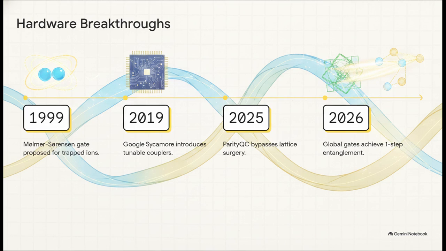Back in 1999, the Mølmer-Sørensen gate was proposed to entangle trapped ions using lasers. Jump to 2019, and Google's Sycamore processor used entirely different hardware, superconducting circuits called transmons. In 2025, Parity QC developed a new architecture using error correction codes. And just recently, in 2026, researchers demonstrated global parametric gates, achieving multi-qubit entanglement in a single step. These are entirely different physical architectures, but they're all just different ways to implement the exact same multi-qubit logic.